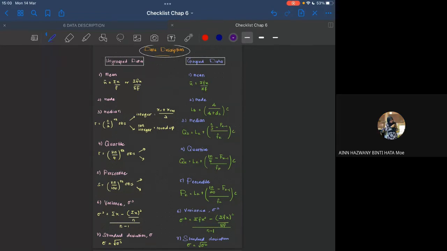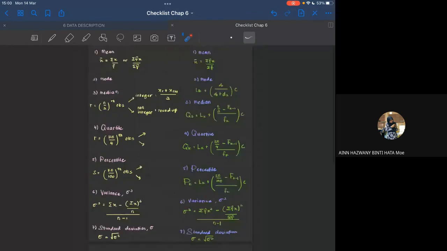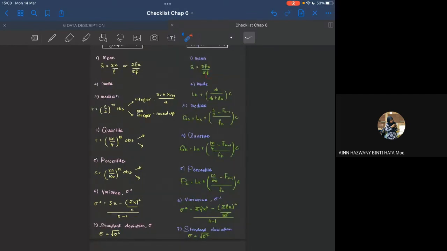So, kita akan tengok pula how to find mean, median, quartile, percentile. Semua benda yang sama yang kita dah cari tadi untuk group data pula. Okay. So, basically untuk group data ni semua melibatkan formula. Okay, as you can see from here, mean sebenarnya cara yang sama je lah dengan ungroup data.